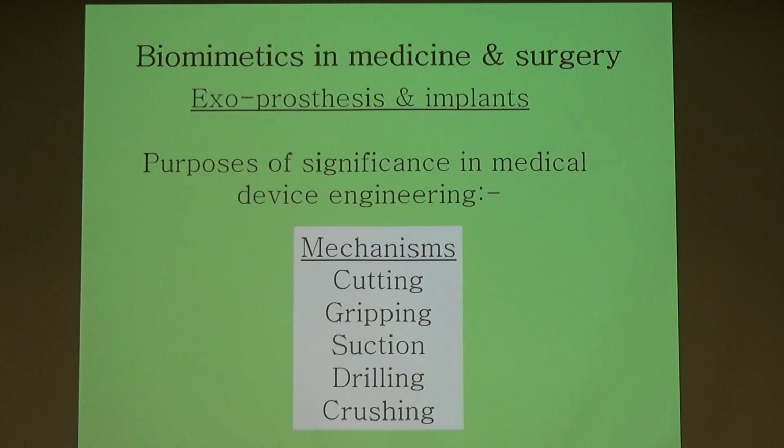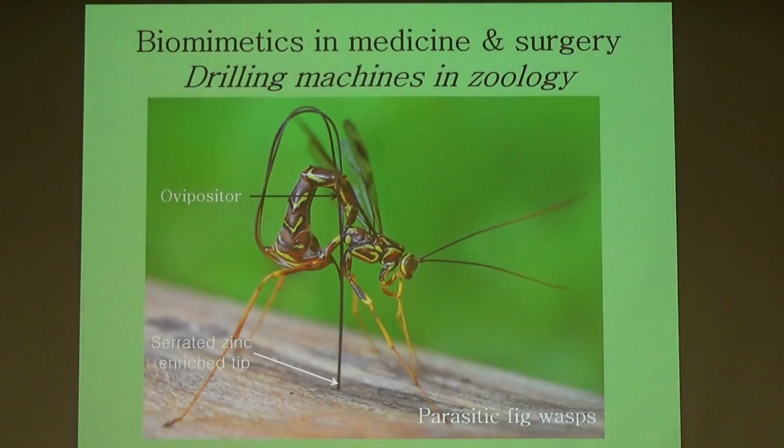There's a number of companies actually developing these, and I'll illustrate a couple of them. This is a drilling machine evolved, adapted in nature, in zoology. This is a parasitic fig wasp. It has this ovipositor, a device for laying eggs, and it drills into the fig fruit, and it's a very effective kind of drilling machine into the material.